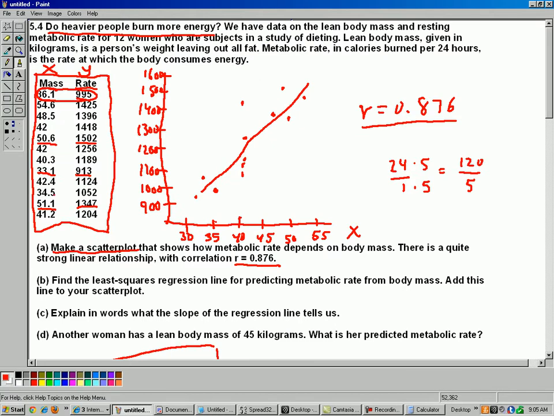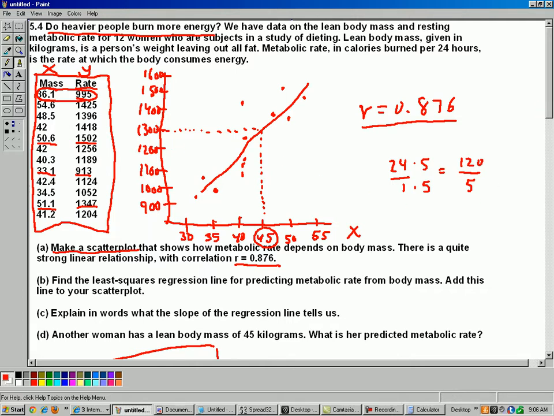These are the actual masses and the actual rates as they were measured. But another woman walks into the room, and her mass is 45. So what can we predict would be her metabolic rate? If you look on the graph here, you can tell that it's probably in the 1300 range, maybe 1200, 1400, something like that.